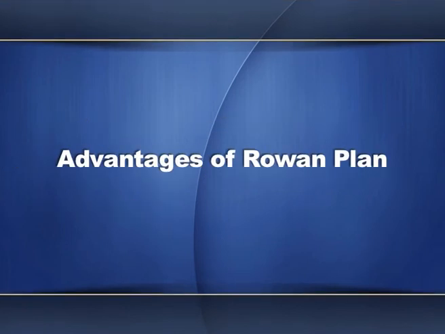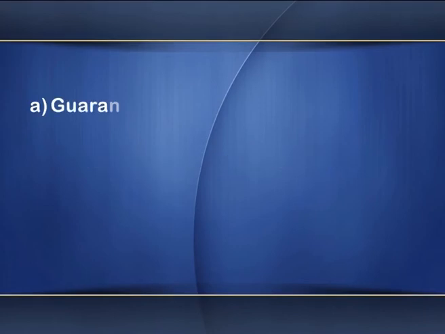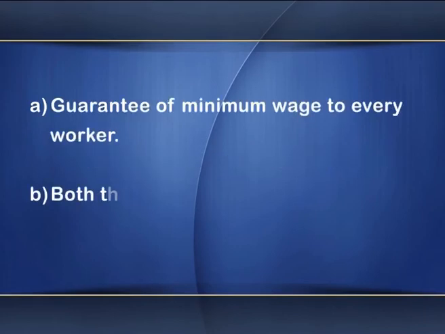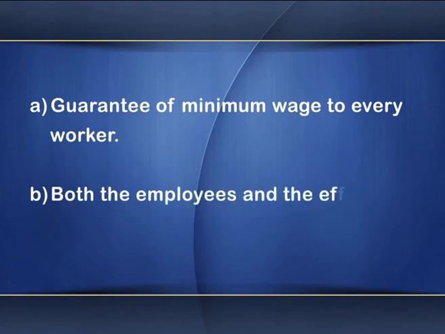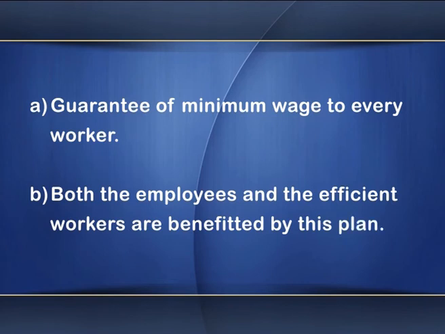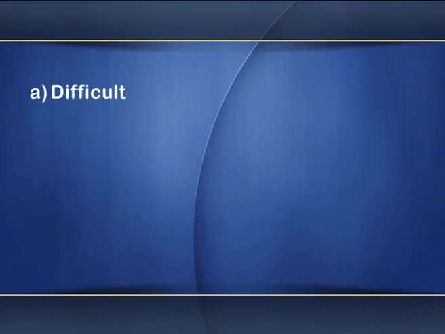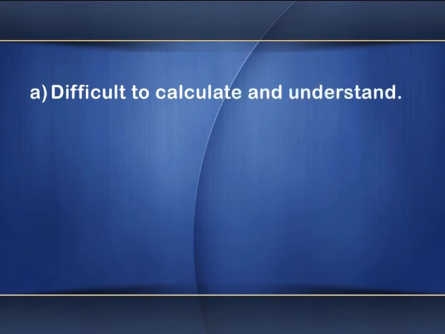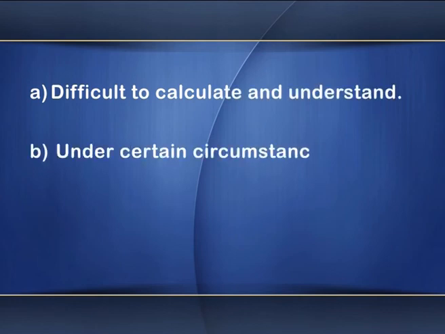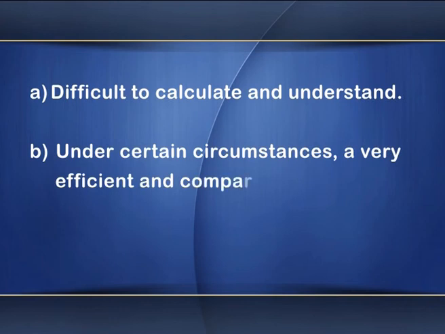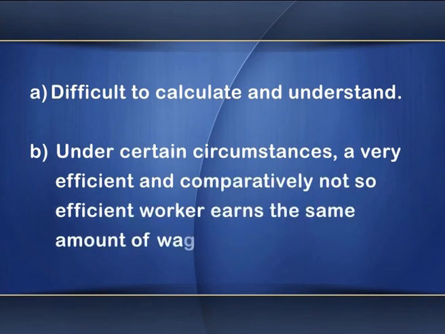The advantages of Rowan plan are: A. Guarantee of minimum wage to every worker, and B. Both the employees and the efficient workers are benefited by this plan. The disadvantages of the Rowan plan are: A. Difficult to calculate and understand, B. Under certain circumstances, a very efficient and comparatively not so efficient worker earns the same amount of wages.